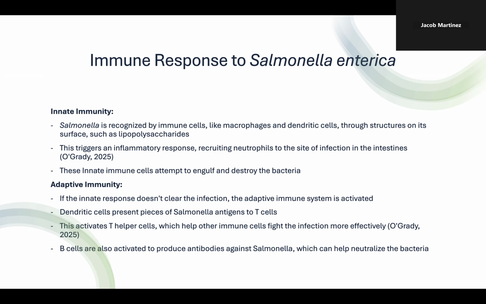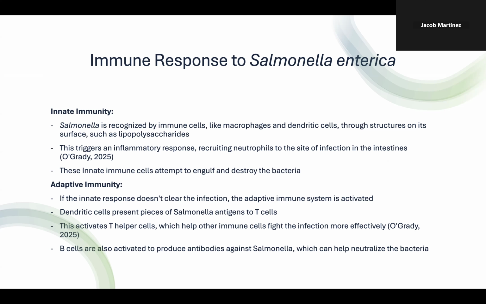Salmonella is a very resilient pathogen. If the innate response can't clear the infection on its own, our adaptive immune system is activated. This is a more specialized and powerful attack. Dendritic cells, which have engulfed the bacteria, will present pieces of Salmonella, the antigen, to our T cells. This activates T helper cells, which coordinate a much more effective and targeted assault on the infection. At the same time, B cells are activated to produce antibodies, which are proteins that can neutralize the bacteria and tag them for destruction.